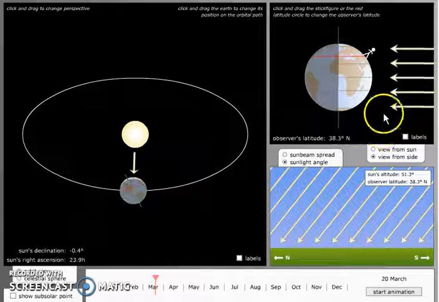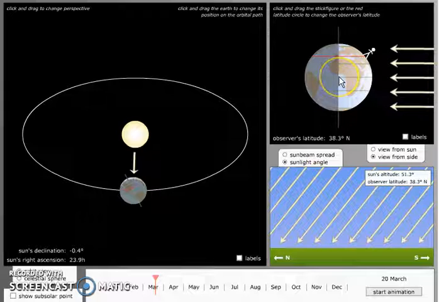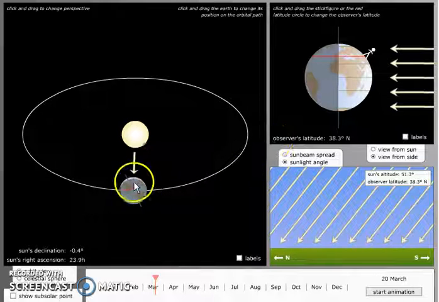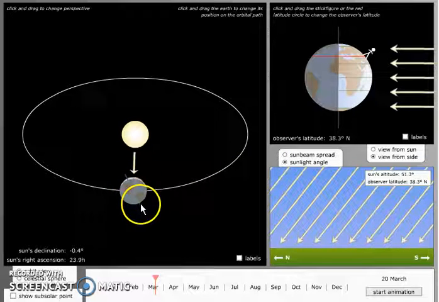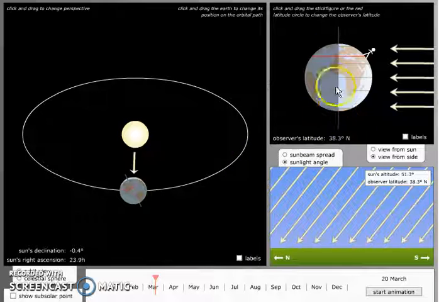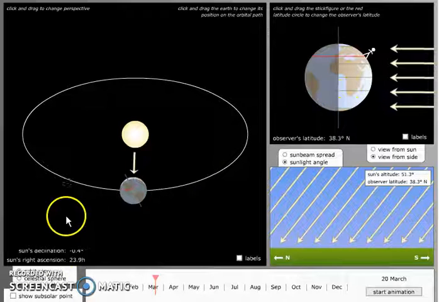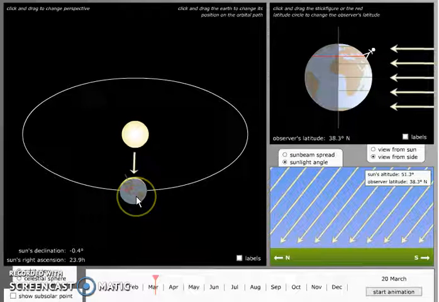We call it an equinox because everybody here on Earth has 12 hours of daylight and 12 hours of night. You can see that neither the northern or southern axis is tilted towards the Sun, so everybody's getting equal daylight and nighttime hours. The date for this would be March 21st or 22nd, depending on the year.